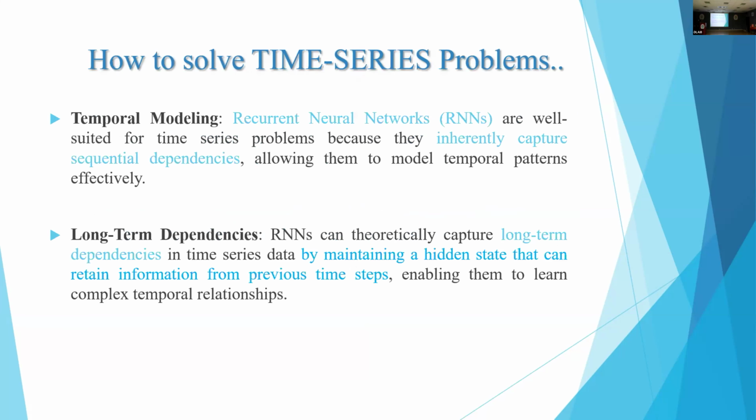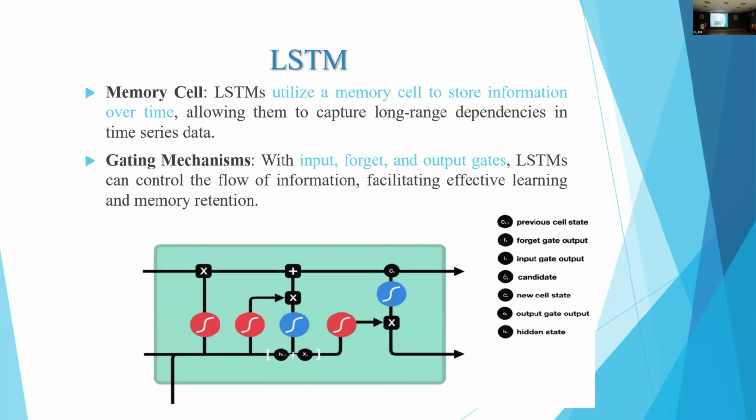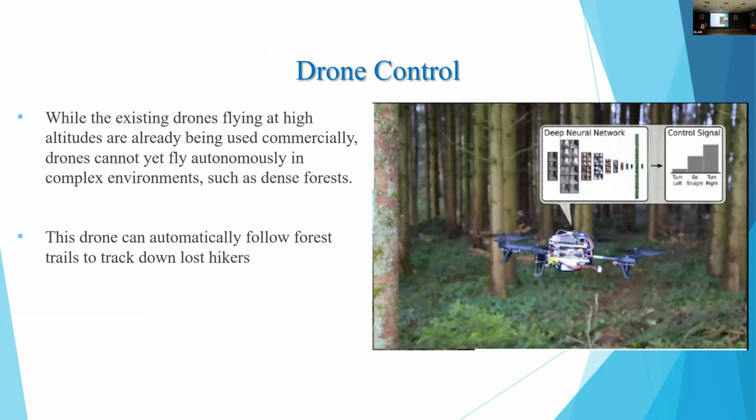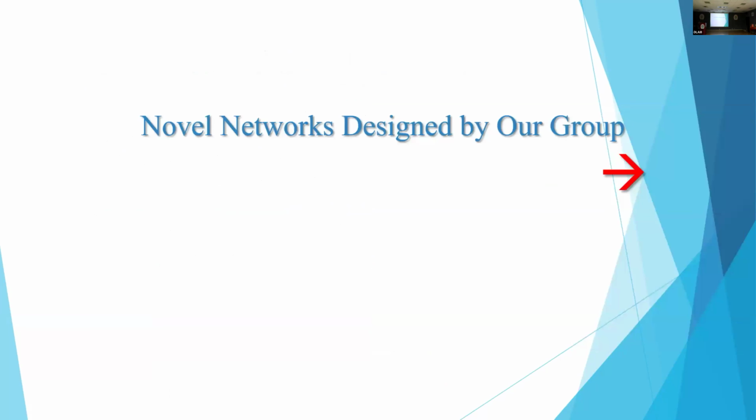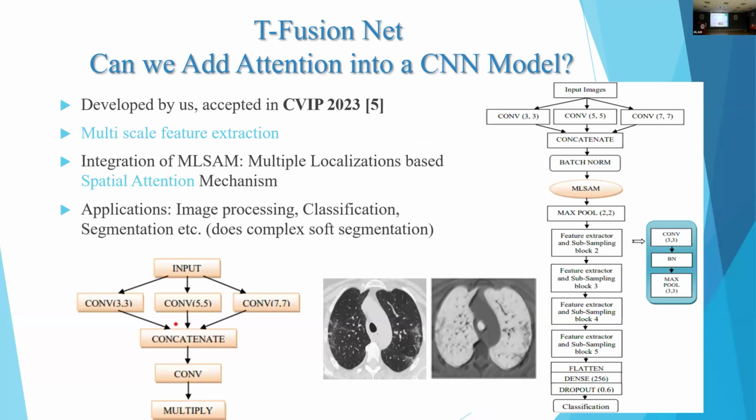To solve any time series problem, we do have recurrent neural network models. Different kinds of recurrent neural network models exist: RNN, LSTM, GRU. This drone can automatically follow the forest trails to track down lost hikers through a deep neural network. In reality, it is a neural network designed by our group.